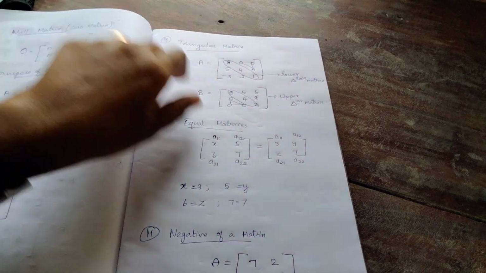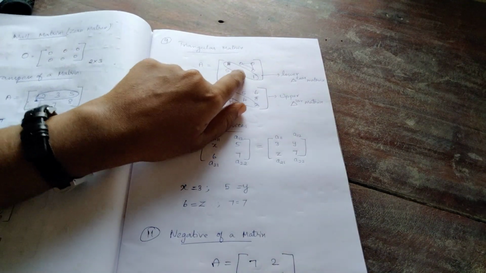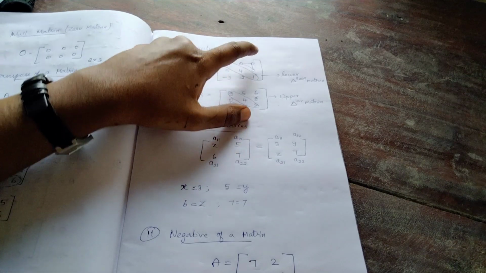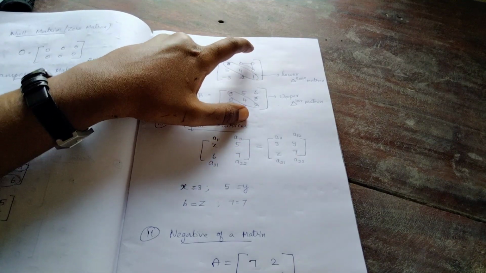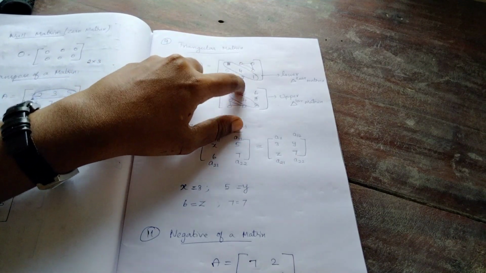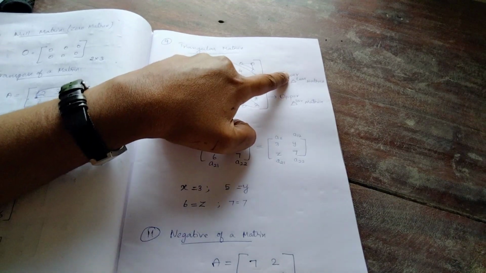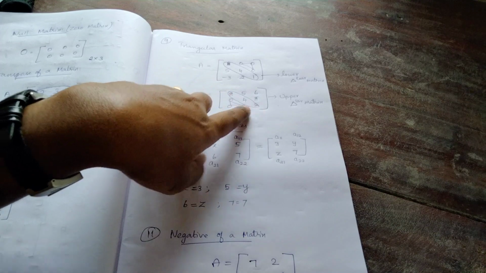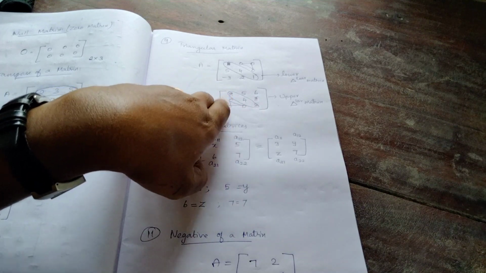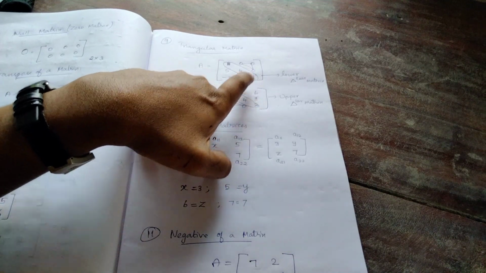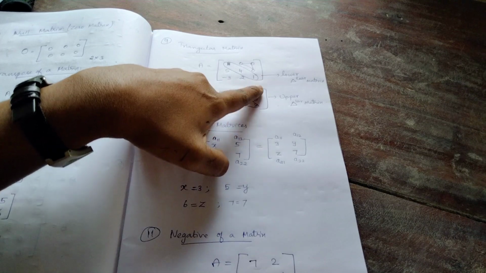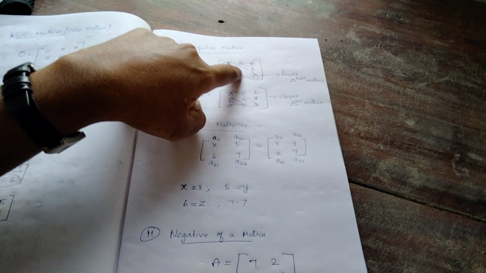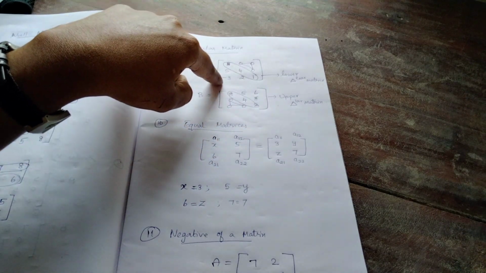Then triangular matrix. This is the leading diagonal. Above the diagonal elements the numbers are 0 and below the numbers are present. So this is a lower triangular matrix. Here also, comparing with the leading diagonal, below the triangle zeros are present and the upper part has numbers, so wherever the numbers are present, you should write it as upper triangular matrix. Here also, comparing with the leading diagonal, only below the numbers are present.